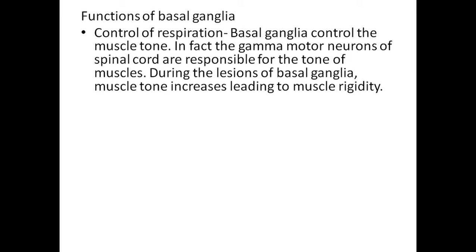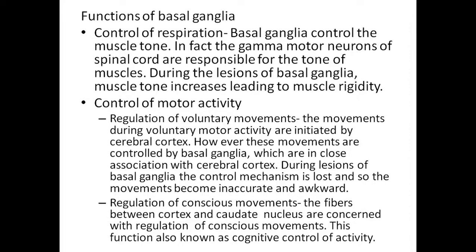Functions of basal ganglia. Control of muscle tone. Basal ganglia control the muscle tone. In fact, gamma motor neurons of the spinal cord are responsible for the tone of muscles. During lesions of basal ganglia, the muscle tone increases, leading to muscle rigidity. Control of motor activity. Regulation of voluntary movements. The movements during voluntary motor activity are initiated by the cerebral cortex. However, these movements are controlled by basal ganglia, which are in close association with the cerebral cortex. During lesions of basal ganglia, the control mechanism is lost, and so the movements become inaccurate and awkward.